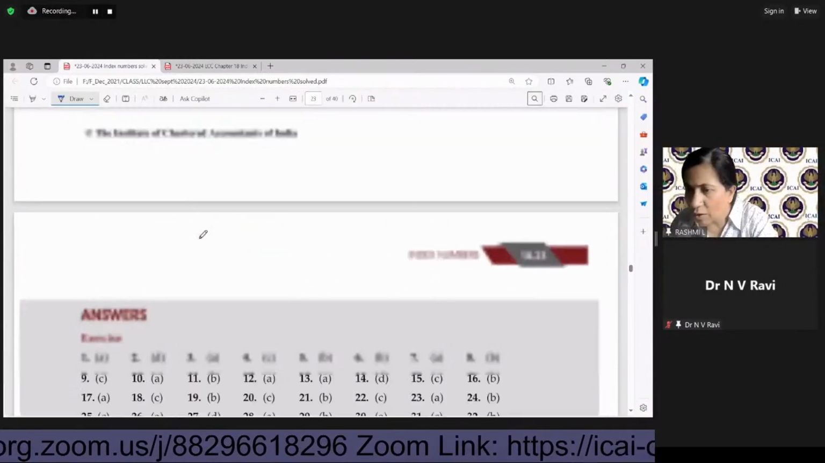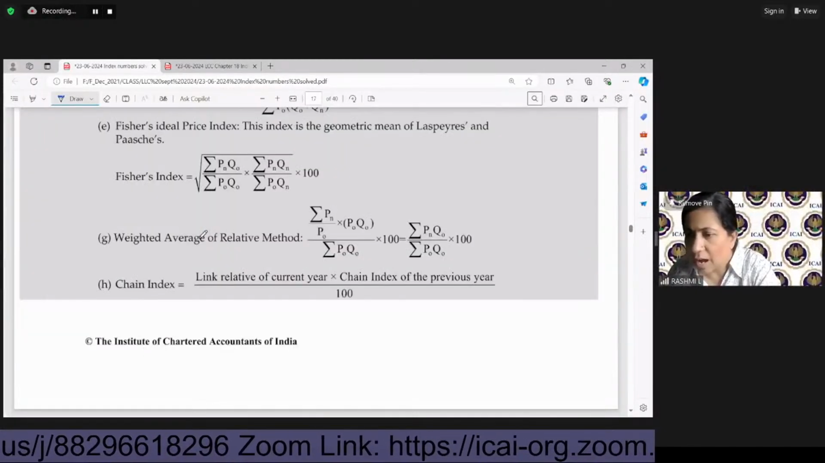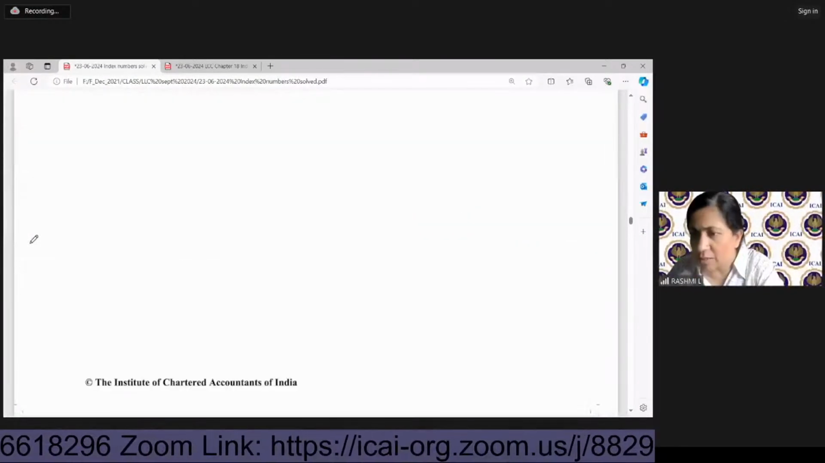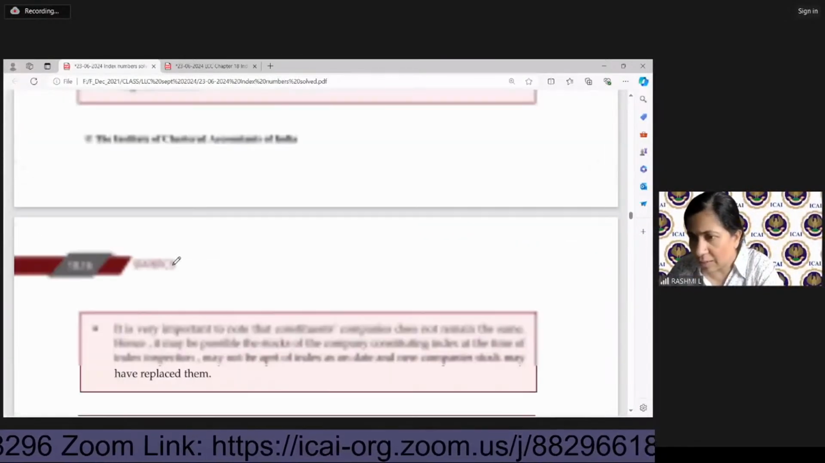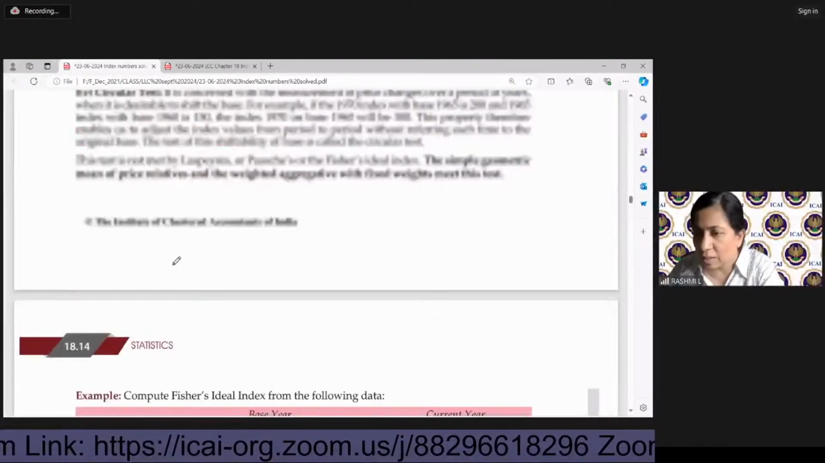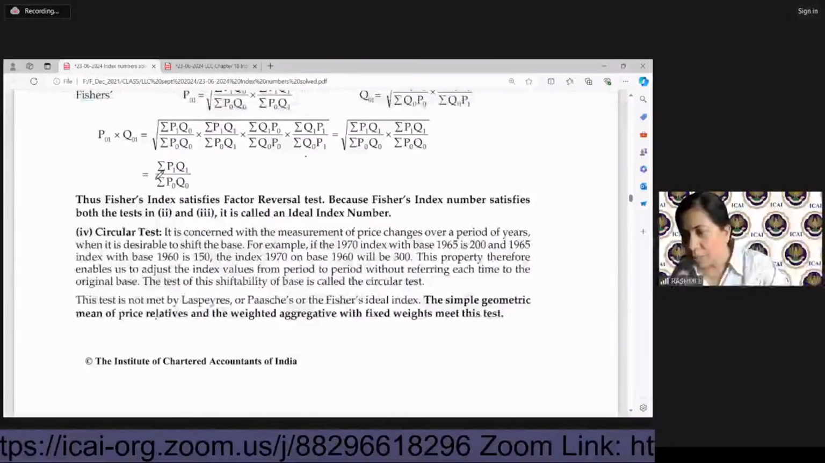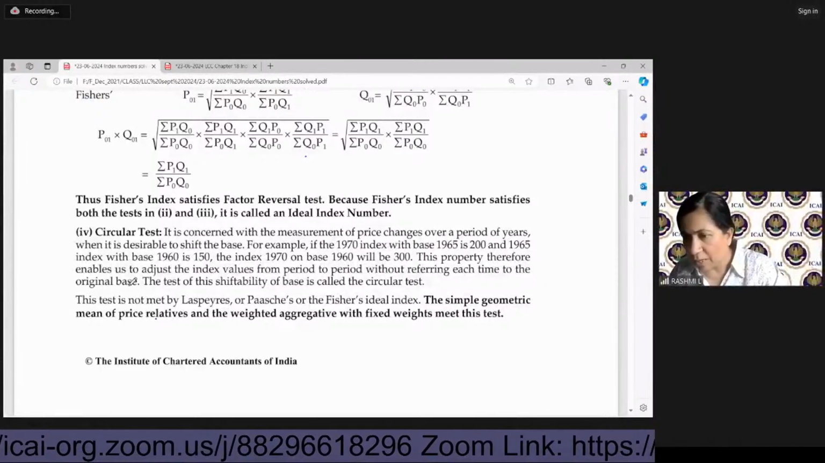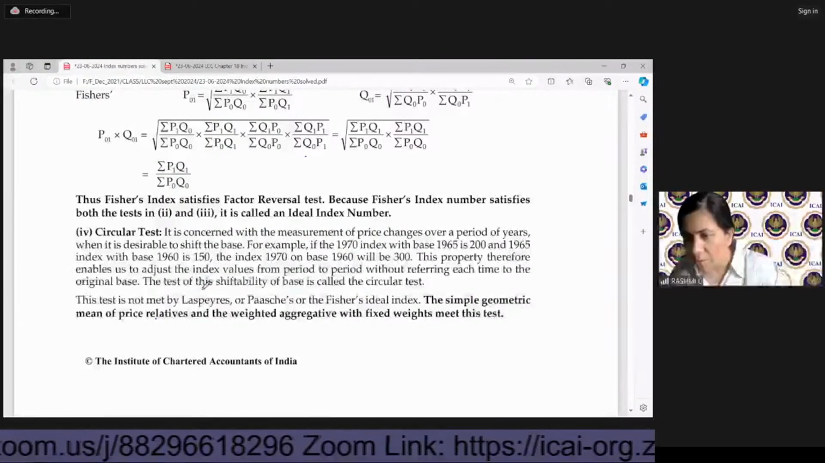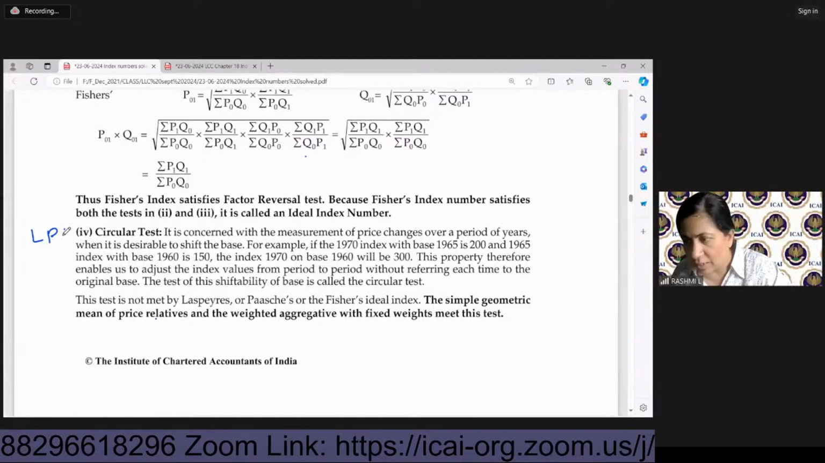So there are those four tests of adequacy: the unit test, factor reversal test, and the time reversal test. All these are the tests of adequacy that we must know, and which are satisfied. For example, the circular test is concerned with the measurement of price changes over a period of time. The test is not met by Laspeyres, so circular is not met. Laspeyres does not satisfy Paasche or Fisher either.